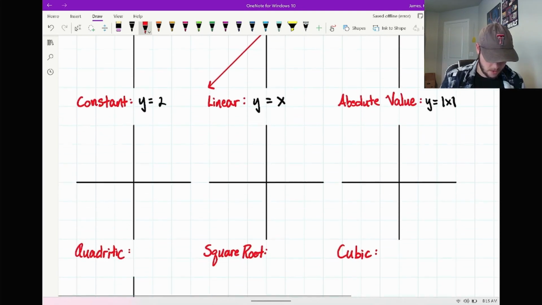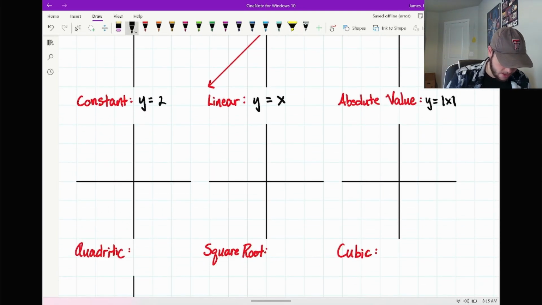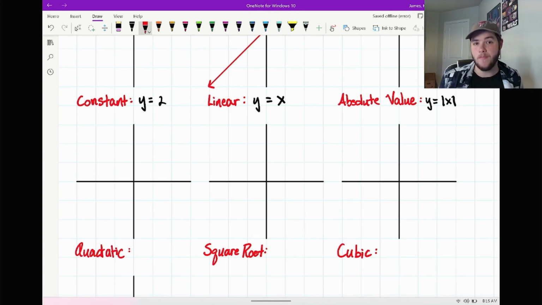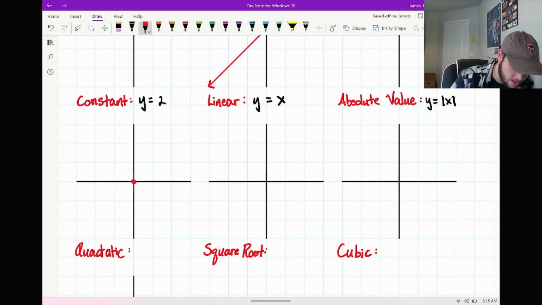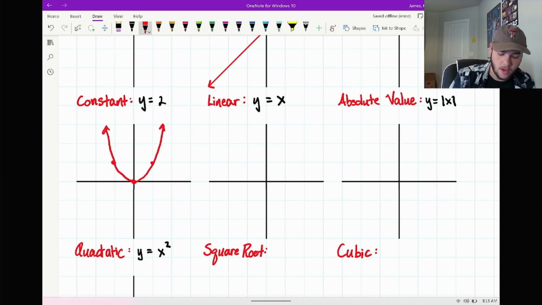Moving on. The quadratic, and we're going to spend more time on these guys a little bit later, has sort of this U shape here, and the easiest quadratic to graph is y equals x squared. It sort of looks like a U, but we have a fancy name for this shape. It is called a parabola. More on that later in the class.